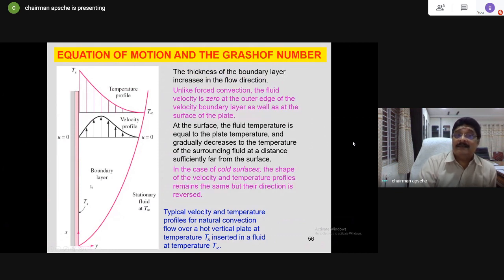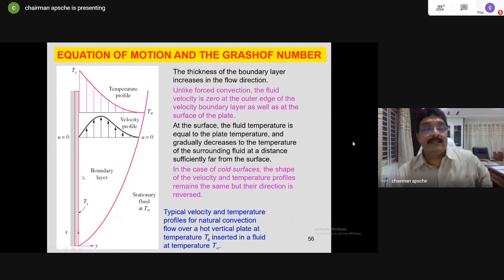After hearing me, can you tell me what this is? It is a hot plate and cold fluid because it is moving up. Cold fluid is coming in contact with the hot plate, and therefore it is moving vertically up.